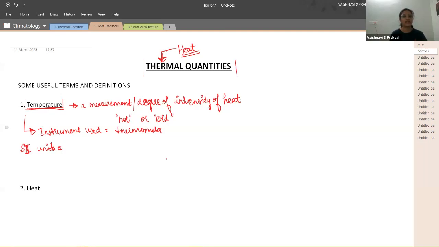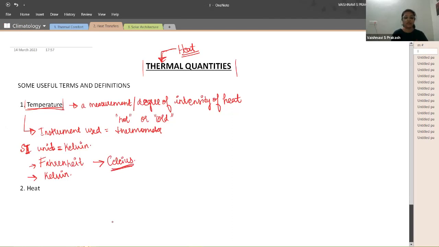Okay, what all scales do you know at least? You know there is a Celsius scale. Okay, Fahrenheit, yes. Fahrenheit is one scale. There is Kelvin, correct? Yes, SI unit is Kelvin. And there is one more scale, which is the Celsius scale. This is what we're mostly familiar with when we talk about outdoor temperature, etc.